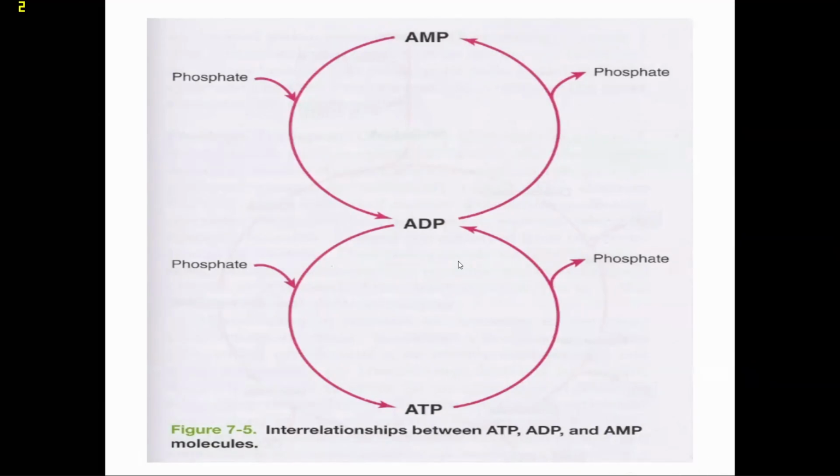On the opposite, if you remove a phosphate from the triphosphate, it will become adenosine diphosphate. If you remove another phosphate, it will return back to adenosine monophosphate. This is just a simple diagram to see the different types of adenosine.